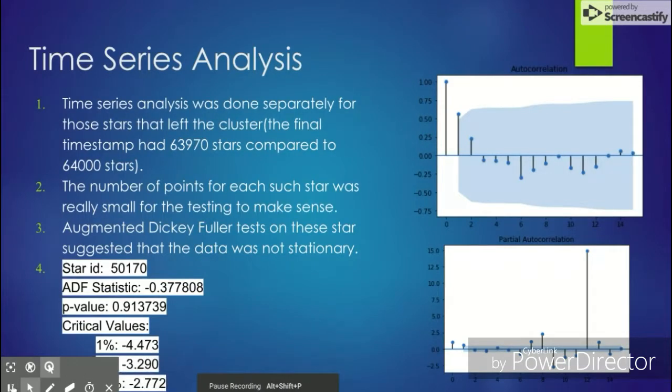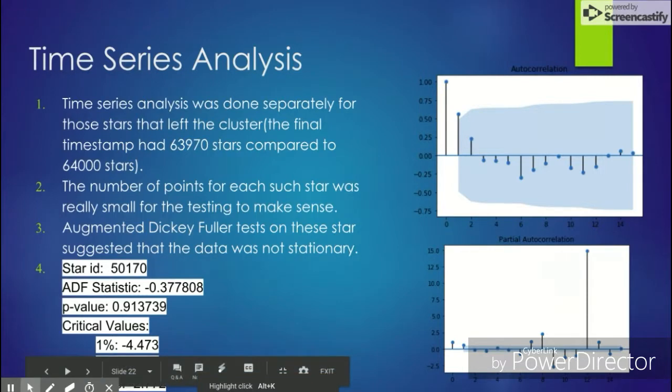Time series analysis was done for those that left the cluster that were not present in the final timestamp. This indicates that they left the cluster. 30 points were of this type. The augmented Dickey-Fuller test shows that the data is not stationary. As you can see, the ACF and PACF for a particular star was plotted.